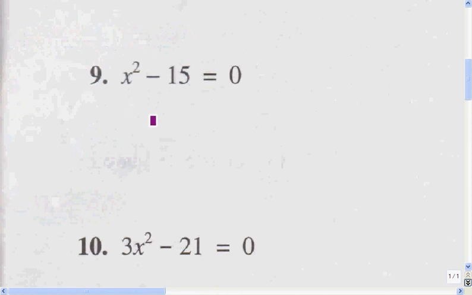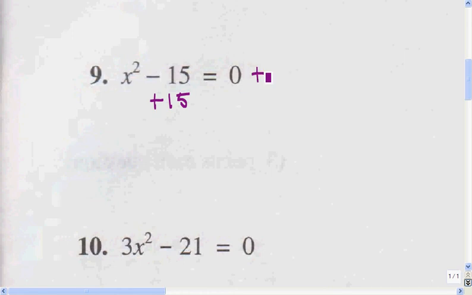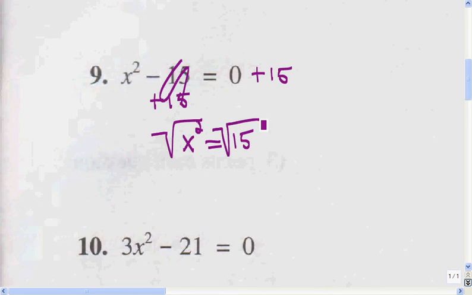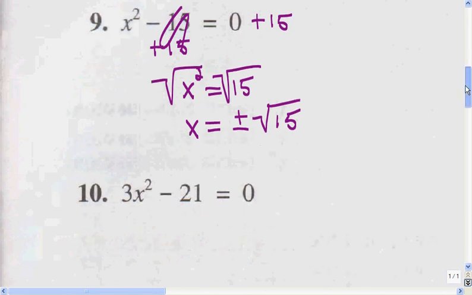Alright, remember I want to isolate the x squared. That's my goal. So I'm going to add 15 to both sides to get rid of this negative 15. That cancels out. What I have left is x squared equals 0 plus 15 is 15. I'm going to square root both sides to get rid of the x squared. That gives me x equals plus or minus the square root of 15. 15 doesn't have a perfect square root, so I just leave it under the radical.